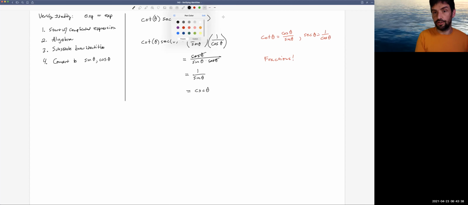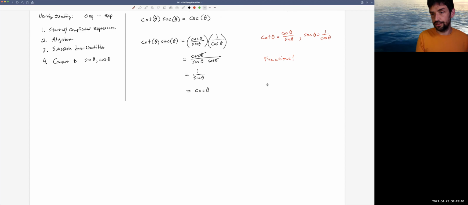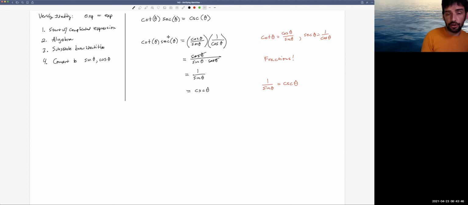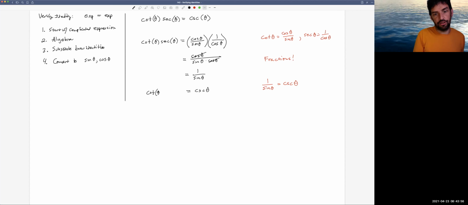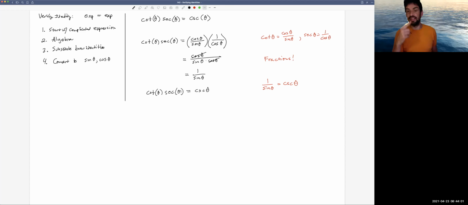Okay, and so again, this is just our definition. 1 over sine of theta is equal to cosecant theta. And so notice everything we've written is equal to what we started with, right? That's how we organize this. I'm leaving this side blank, just indicating that nothing changes over here. And we end up at the identity that we wanted to prove.